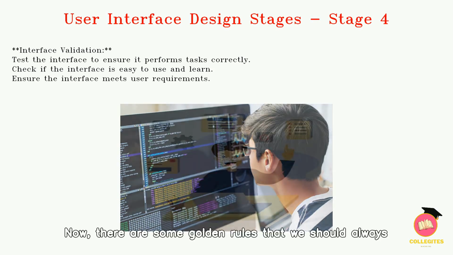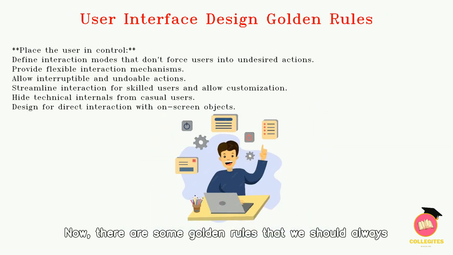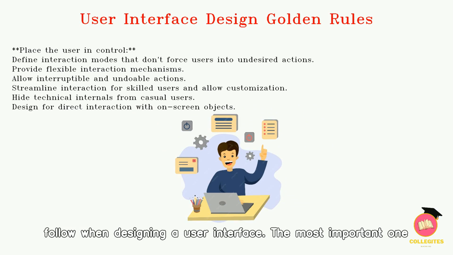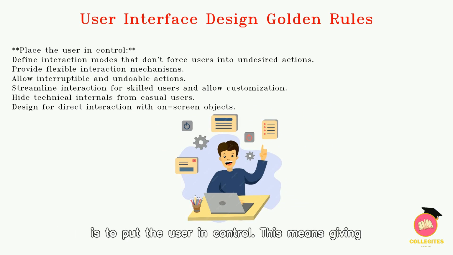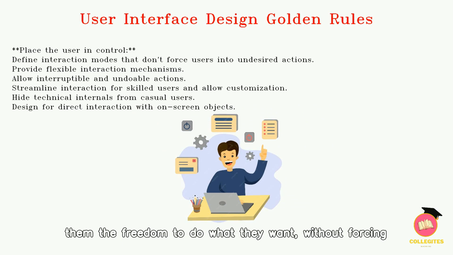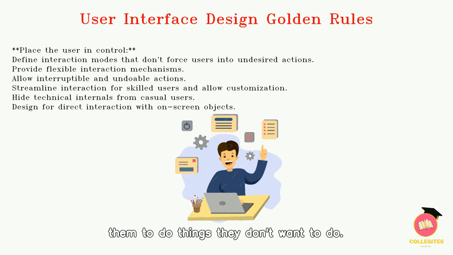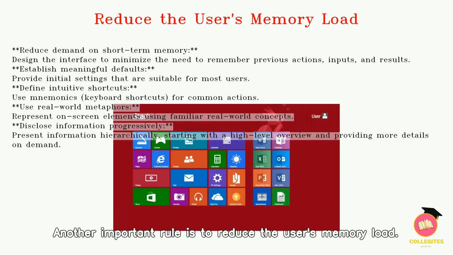Now, there are some golden rules that we should always follow when designing a user interface. The most important one is to put the user in control. This means giving them the freedom to do what they want, without forcing them to do things they don't want to do. Another important rule is to reduce the user's memory load.